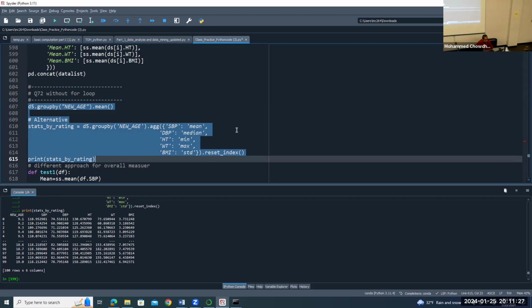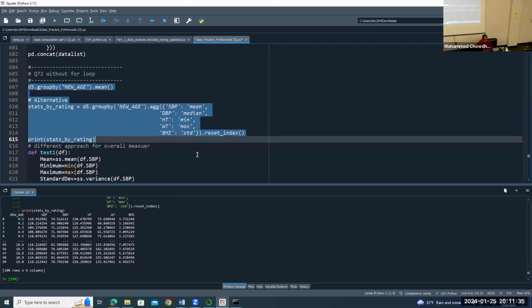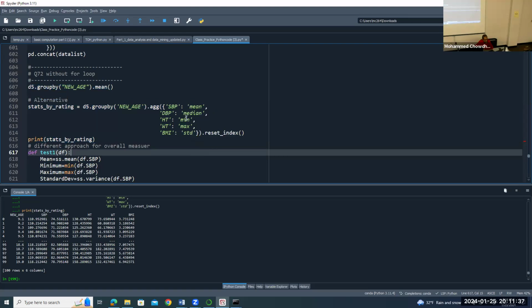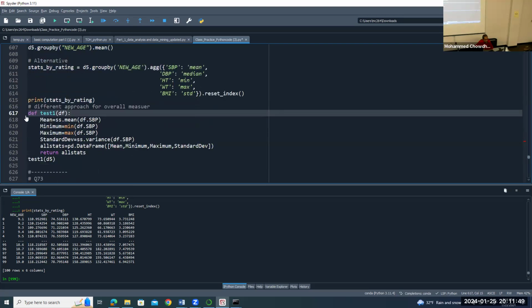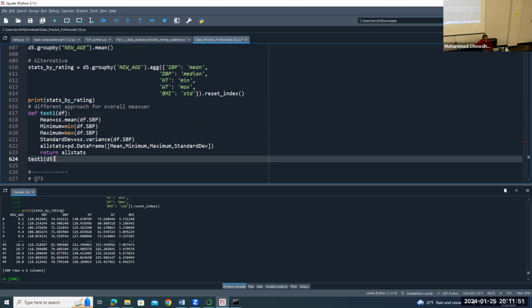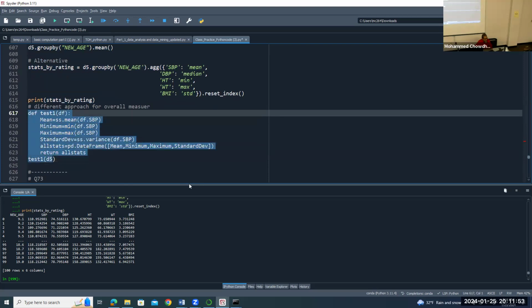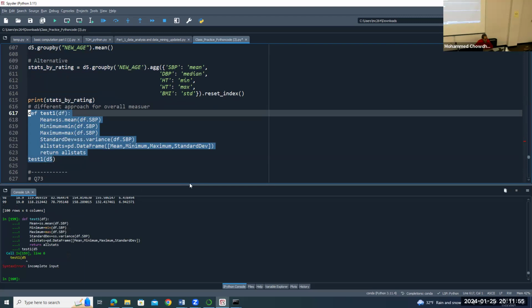That is another approach. Here, instead of finding only the mean, I found different types of computations: the mean, median, minimum, maximum, and standard deviation. But this should be a keyword. I want to aggregate, group by new age, aggregate SBP, find the mean, DBP, median, this dot reset index, and finally got the printing. And this is the third approach where we have to write some function and finally call the function. Then you will also get these things.